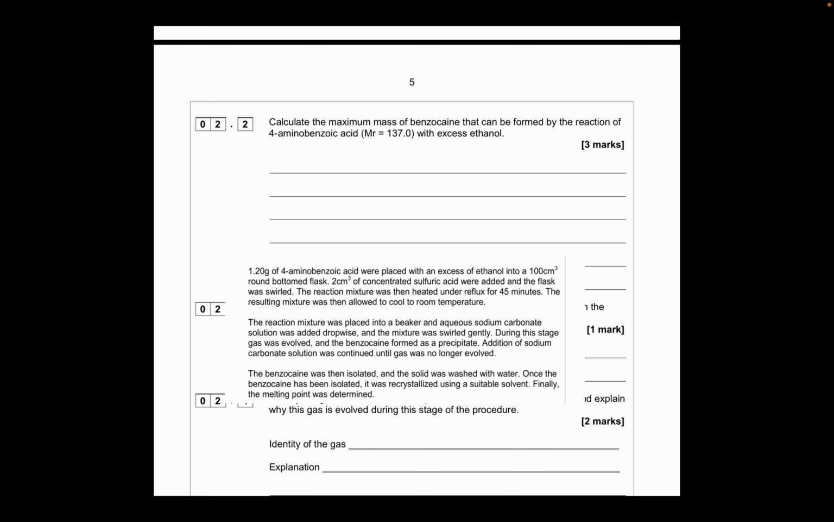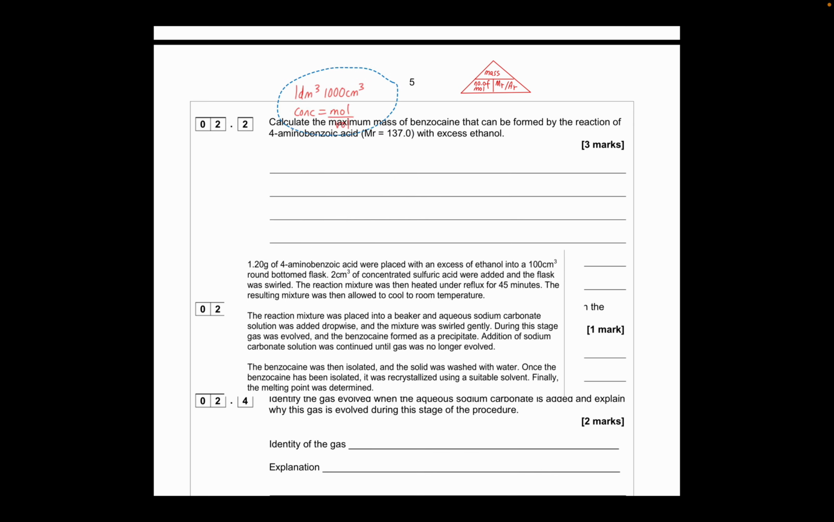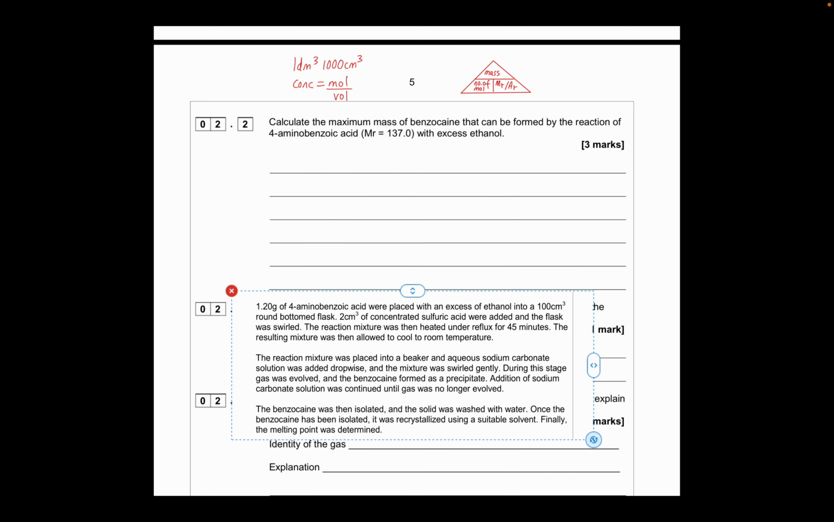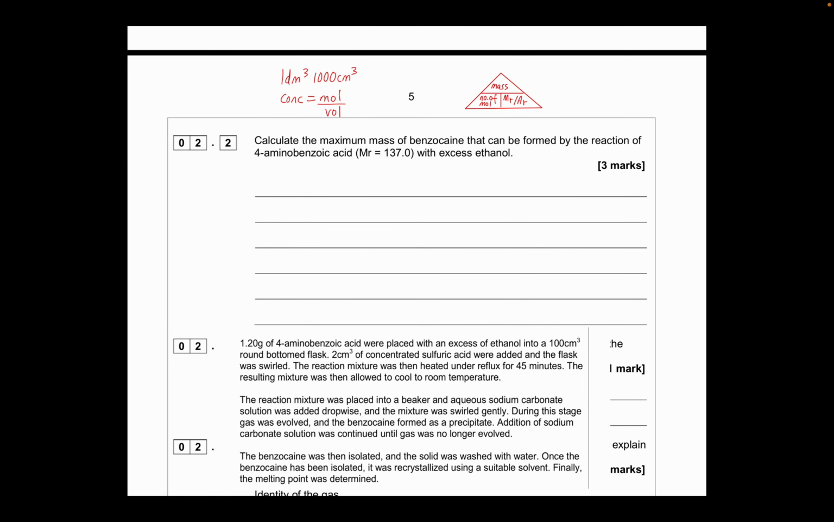So again, we're going to go to the formulas. We're going to be looking at this formula over here, which is very important, the triangle we have there, and the conversion ratios. Okay, all right, so this is a paragraph. Now let's answer this 3-marker. Calculate the maximum mass of this formed by the reaction of that 4-aminobenzoic acid. The MR is given to us.